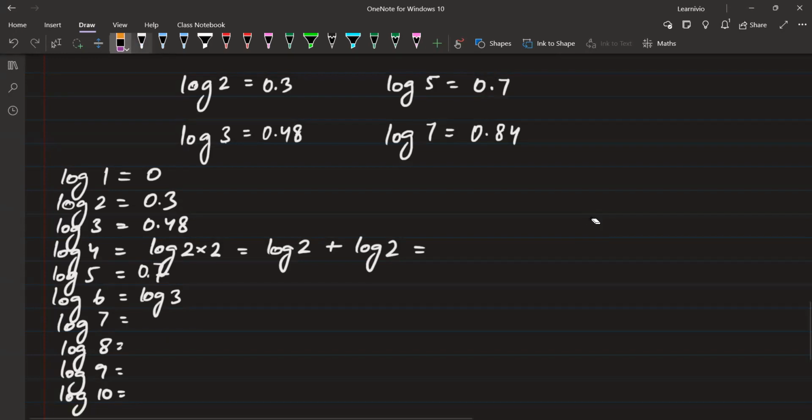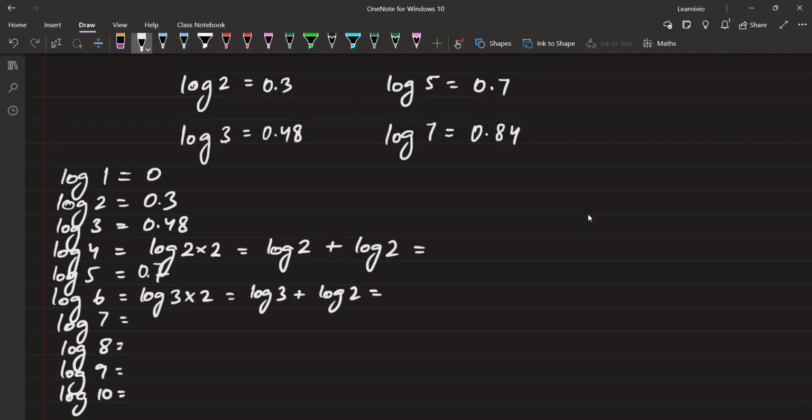6 का फैक्टराइजेशन क्या होगा? 3 into 2 होगा ना. 3 into 3 will be 9, not 6. It will be equal to log 3 plus log 2. ठीक है. Okay. चलिए इसका आंसर कौन बताएगा? What is the answer for this? log 3 plus log 2.